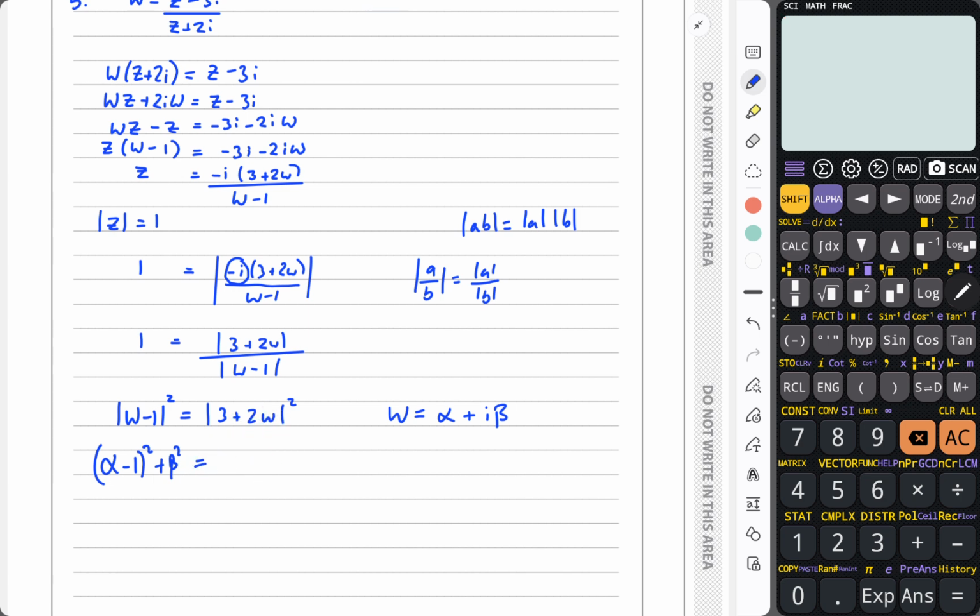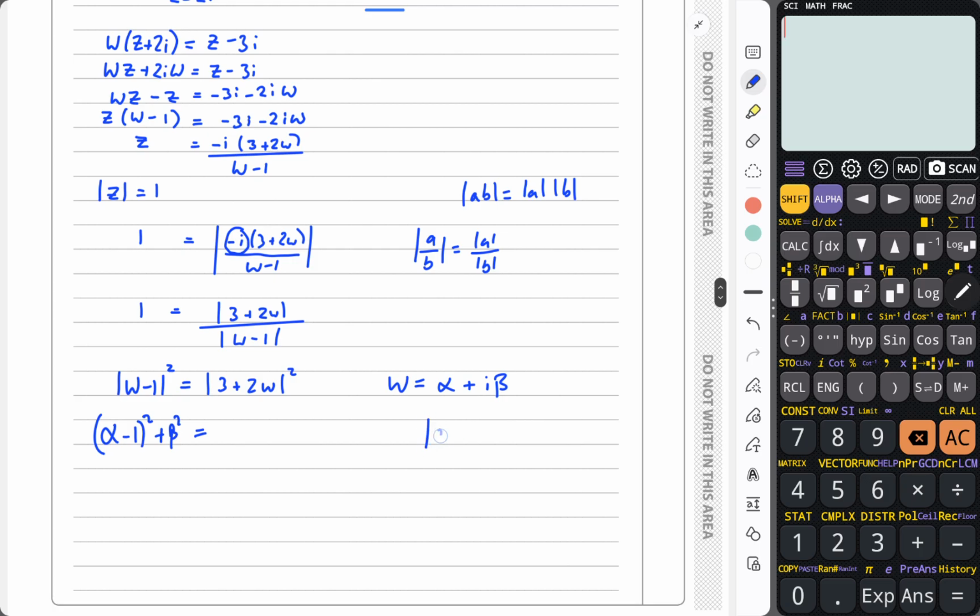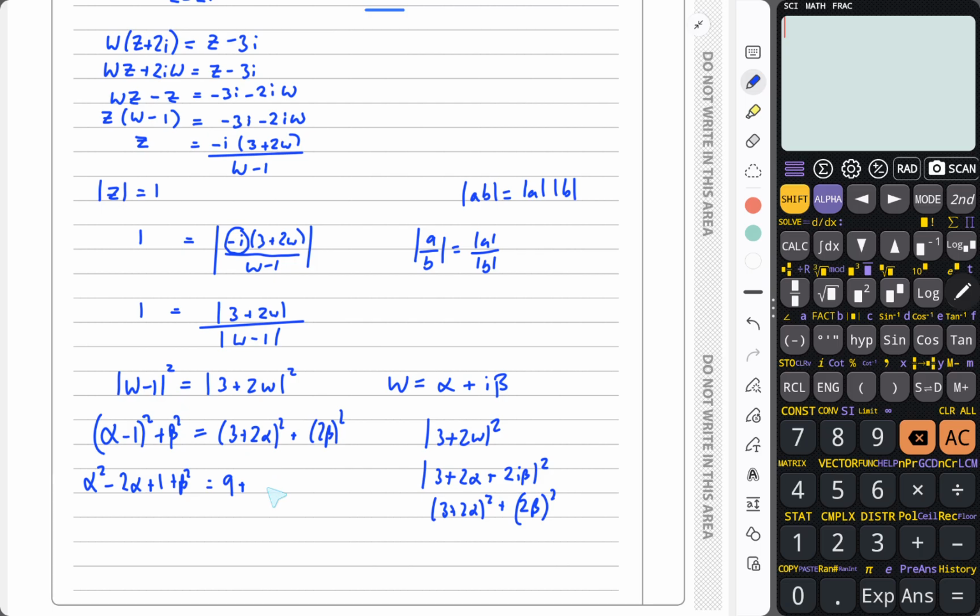I've got to be a little bit careful because there's a 2, so actually I'm just going to do a bit of side work here. So the modulus of 3 plus 2w squared is the same as 3 plus 2 alpha plus 2i beta, so that's (3 plus 2 alpha) squared plus (2 beta) squared. Expand out the brackets: alpha squared minus 2 alpha plus 1 plus beta squared is going to equal 9 plus 3 times 2 is 6, and then times by 2, 12 alpha, plus 4 alpha squared plus 4 beta squared.